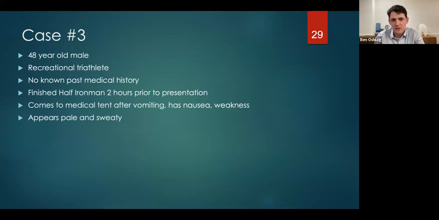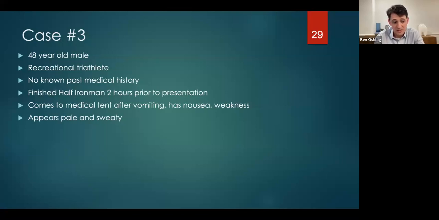And then one more case I actually had when I was a fellow. This is the end of my fellowship. I was working at a half Ironman, a 48-year-old male who'd finished his triathlon about 2 hours prior to presentation. He came to the medical tent, felt weak. He was nauseous. He had vomited, and he was pale and sweaty, and he just didn't look good.